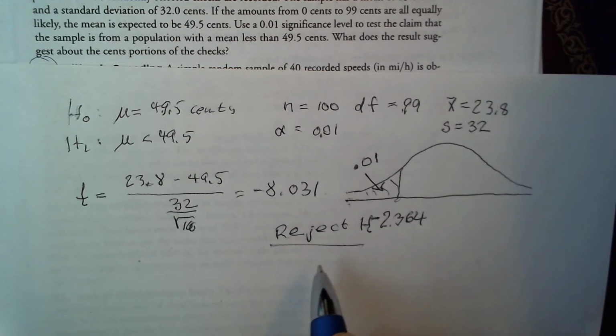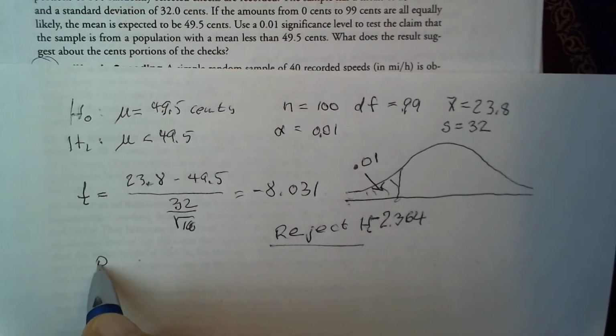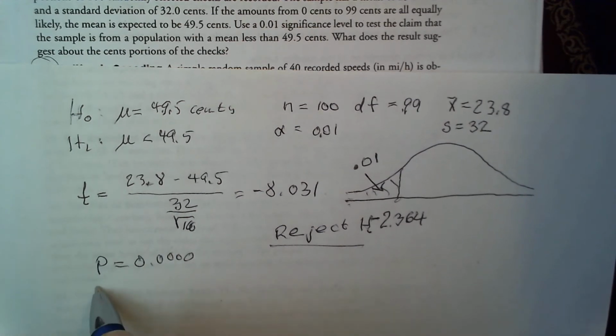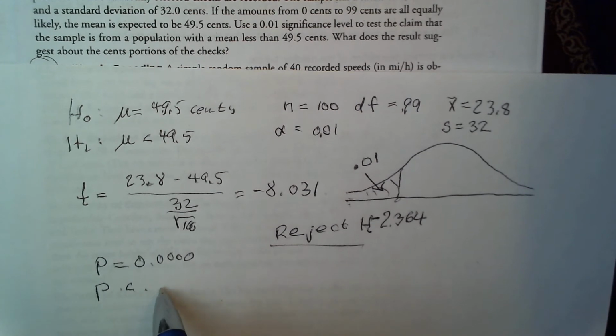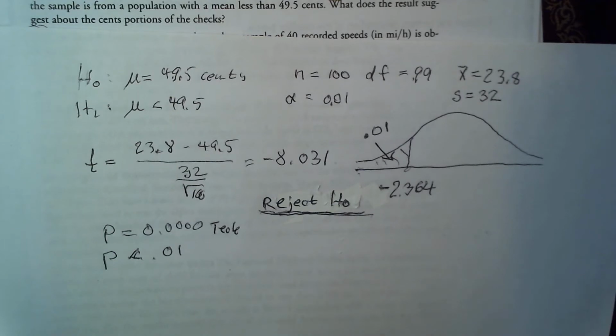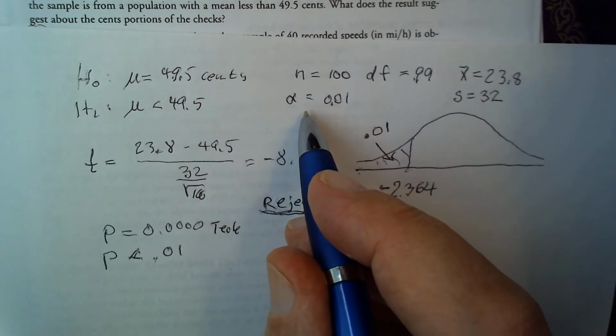Now, when we look up the p-value using technology, because as I mentioned before, that doesn't work out too well when we have the t distribution, the p-value, if we use technology, comes back as 0. But of course, in reality, it's never 0. So we use p less than 0.01. In other words, the p-value is less than our level of significance.